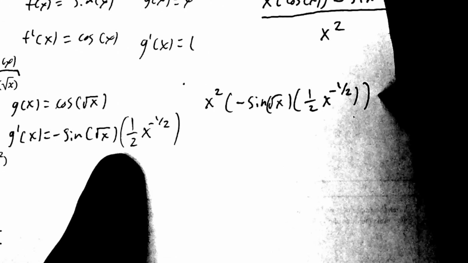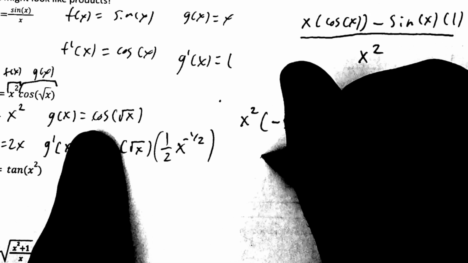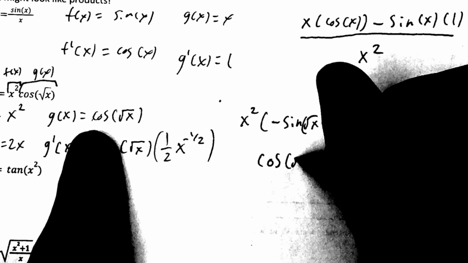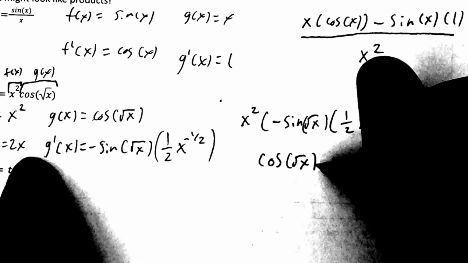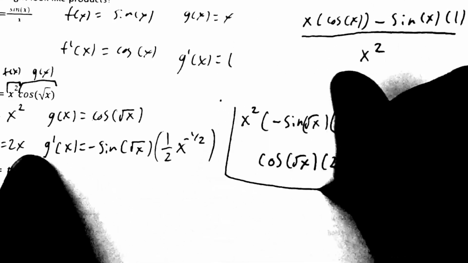Okay, that's going to be plus right, which is cosine root x times 2x. And that is it.